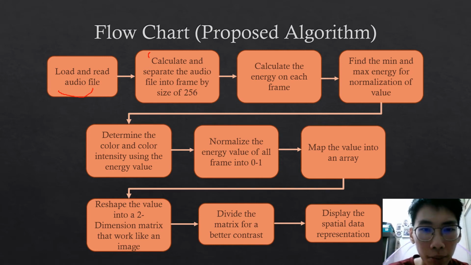Then, based on the energy, we determine the color and color intensity using the energy value. After that, we normalize the value to between 0 and 1. Then we map the value into an array. After that, we reshape the values into a two-dimensional matrix so that it can be drawn into an image. Then we divide the matrix values to show a better contrast. And lastly, we display the spatial data representation.